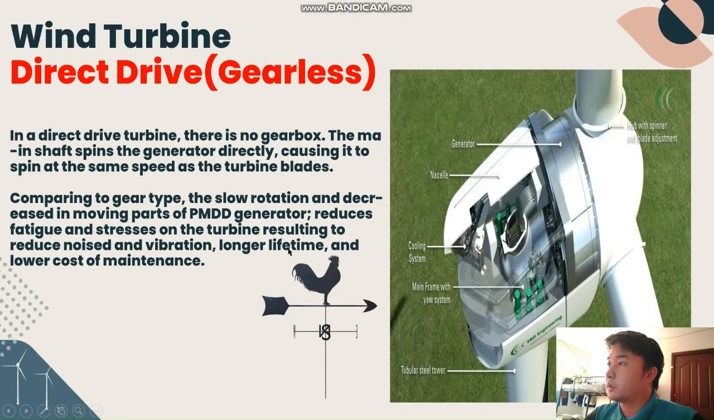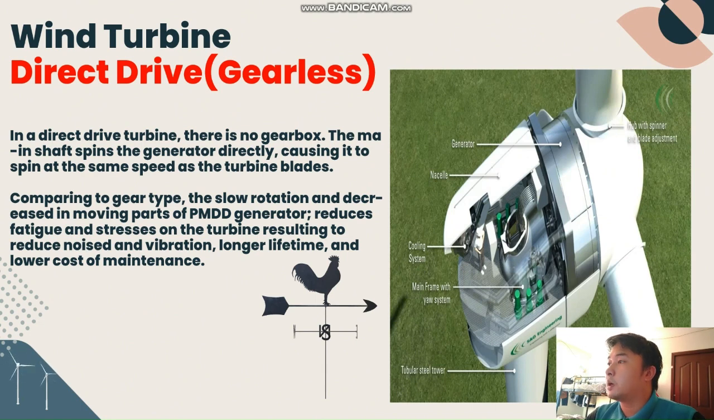Wind turbine direct drive. In a direct drive turbine, there is no gearbox. The main shaft spins the generator directly, causing it to spin at the same speed as the turbine blades. Compared to gear type, the slow rotation and decrease in moving parts of the gearless generator reduces fatigue and stresses on the turbine, resulting in reduced noise and vibration, longer lifetime, and lower cost of maintenance.